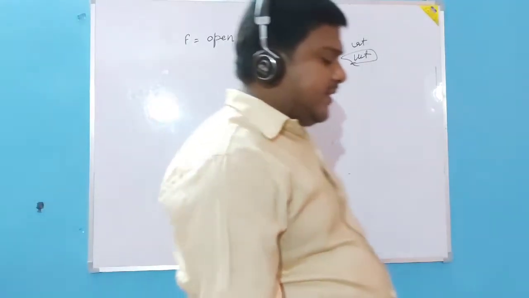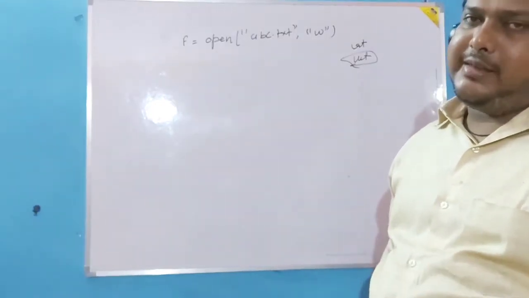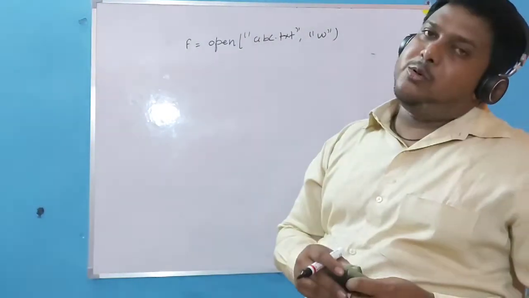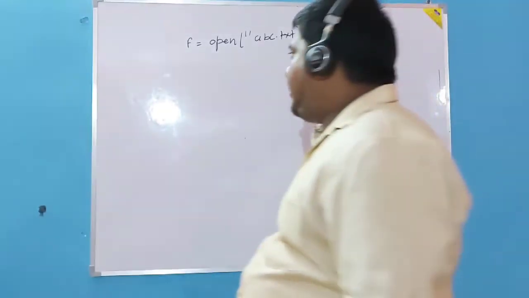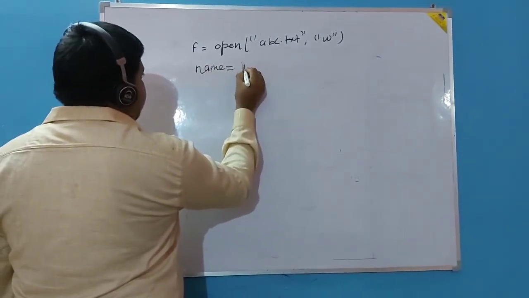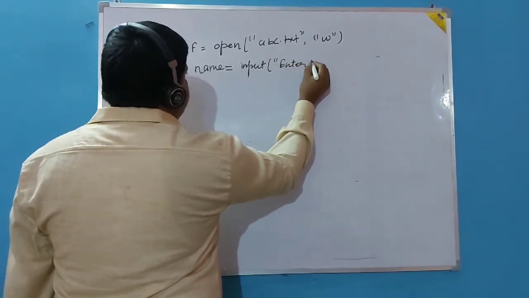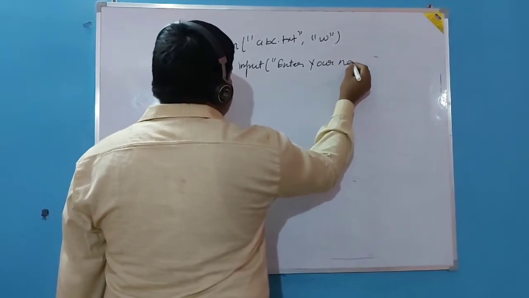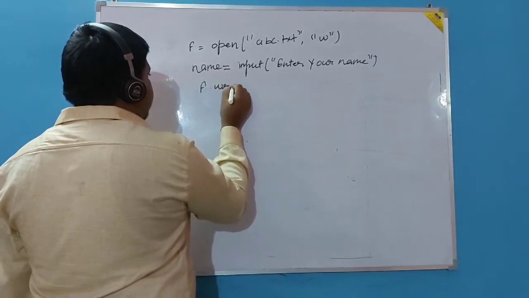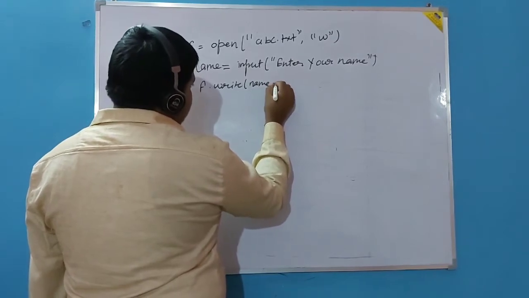If you are not mentioning t there, then the Python compiler will understand you are going to use a text file. So you can use w also, or you can use wt also, both work. So my dear students, see here, I am taking name is equal to input, enter your name, clear, and then I am writing here f.write(name). If you want the line to change, then plus backslash n.